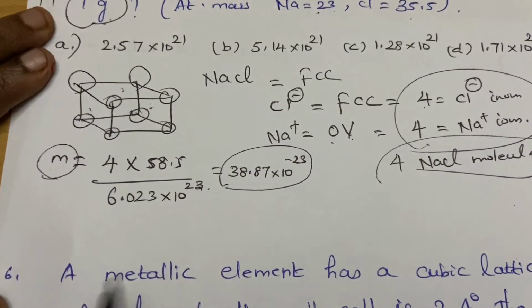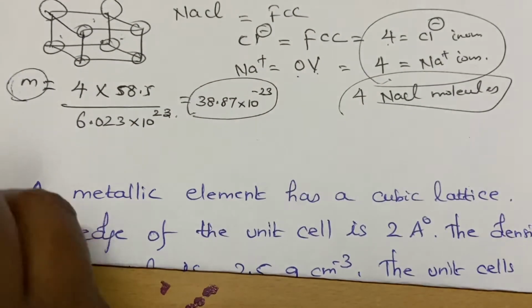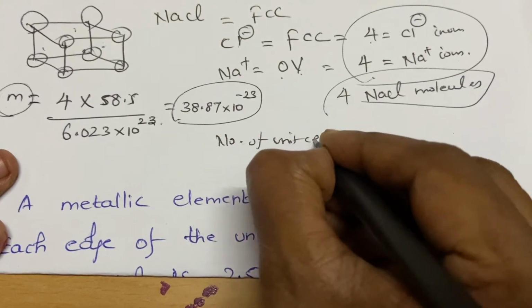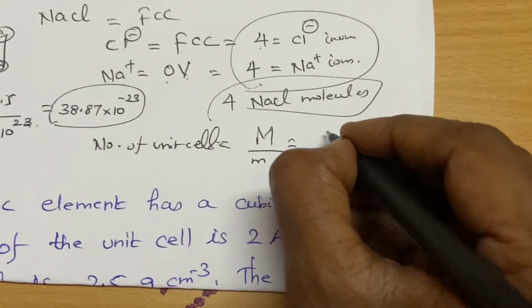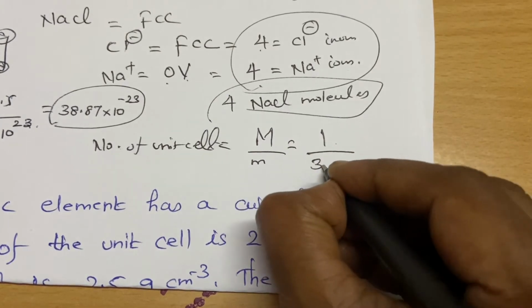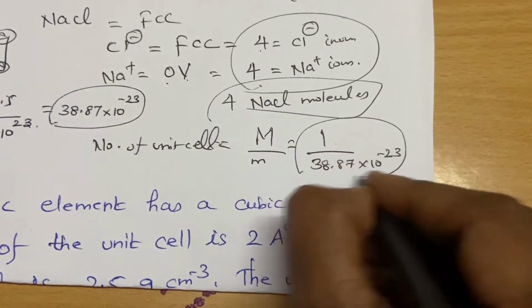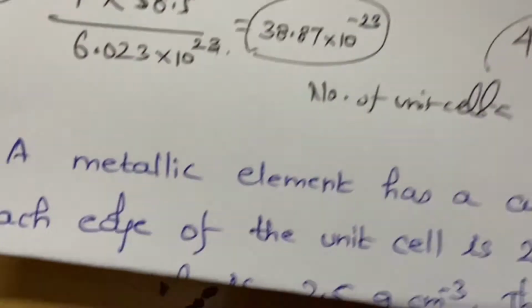So I know this small m. How to find out the number of unit cells? The number of unit cells is capital M divided by small m. Capital M, the given mass, is 1 gram, divided by 38.87 into 10 to the power of minus 23. If you solve this, the answer is 2.57 into 10 to the power of 21.